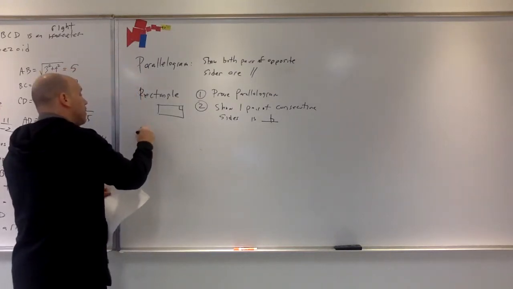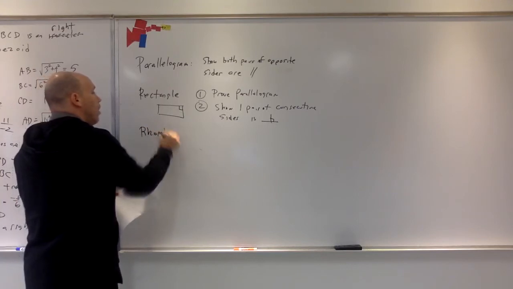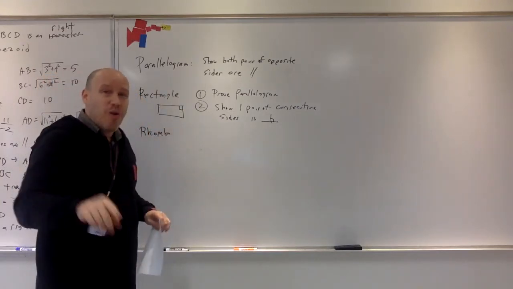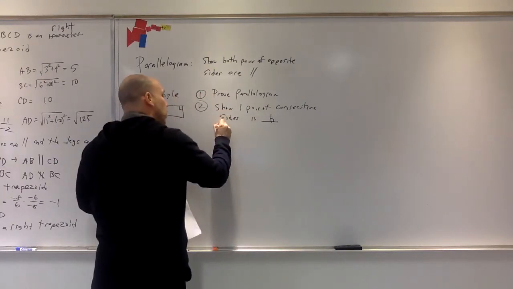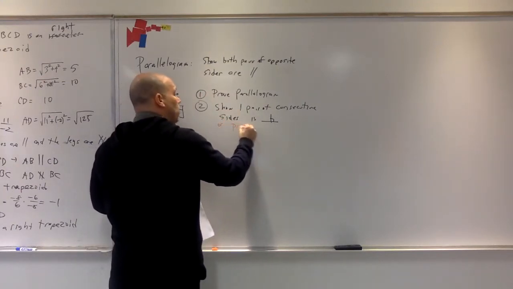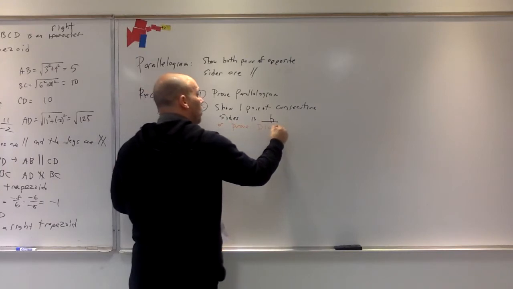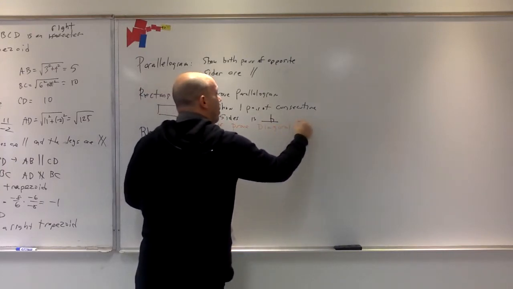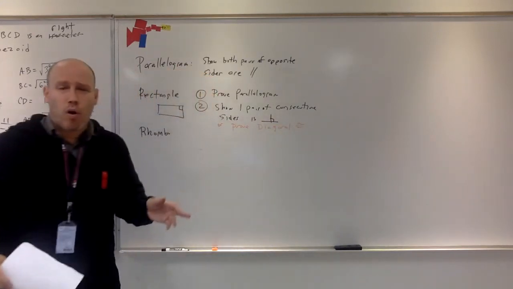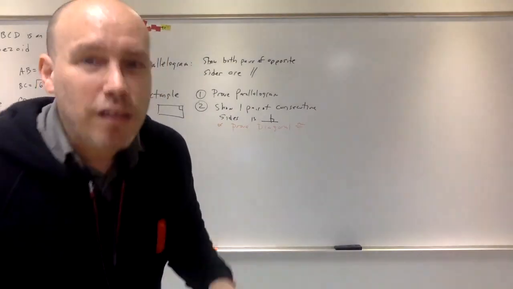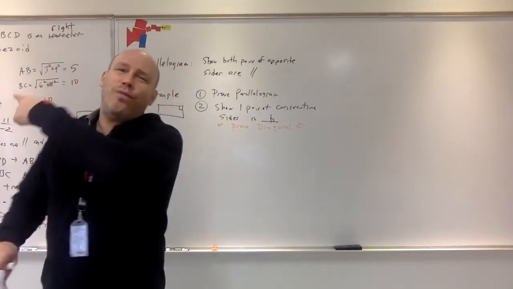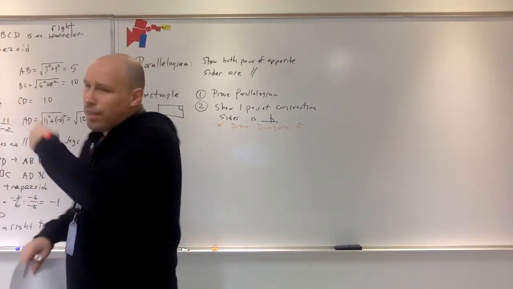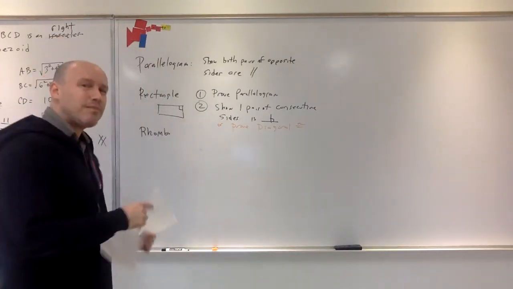Next, rhombus. Or prove the diagonals are congruent. That's a little more work. Can you see that? That's a little more work if you want to do that. But you know what? Once you found all the slopes and the sides, you don't need to do that.